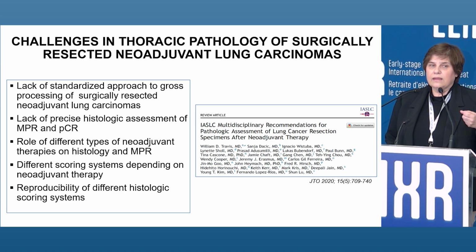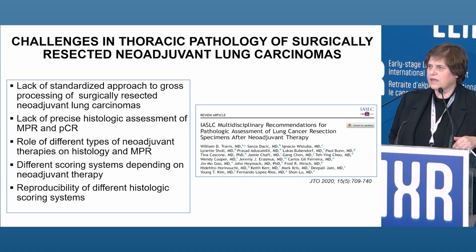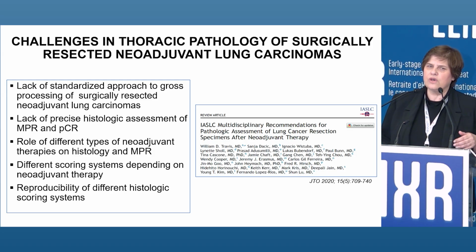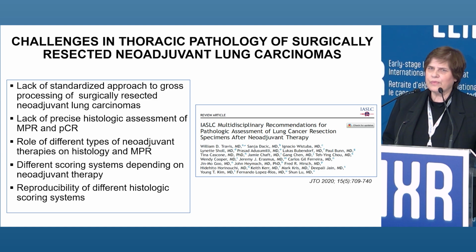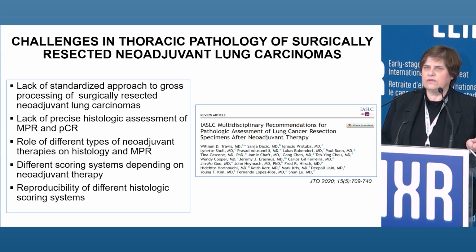So why am I talking about this? Because lung cancer is not a breast cancer, and neoadjuvant treatment for pathologists is actually new in lung cancer. And actually, we have more problems and more questions than answers at the moment. So in contrast to breast cancer, we don't have a standardized approach to grossing. We don't have a standardized approach to histological assessment of MPR and pCR. We don't know how morphology looks, or actually we are learning right now, in different settings and different types of neoadjuvant therapy.